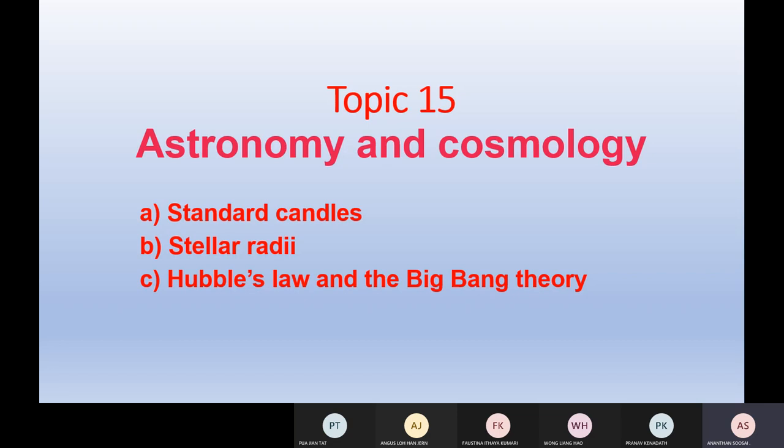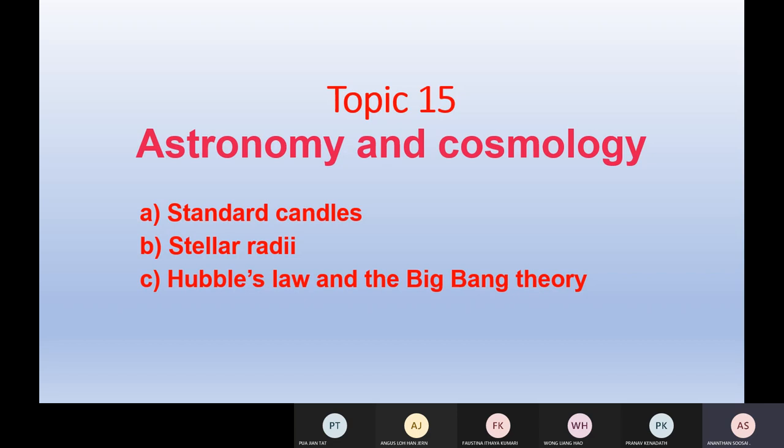So we're going to discuss three topics about astronomy. We're going to talk about something called standard candles. Candles means, you know, candles. So standard candles, candles for the stars. One star will be selected as a standard for that group. We will discuss that. We'll talk about standard candles, which will be used to find the distance of the stars.